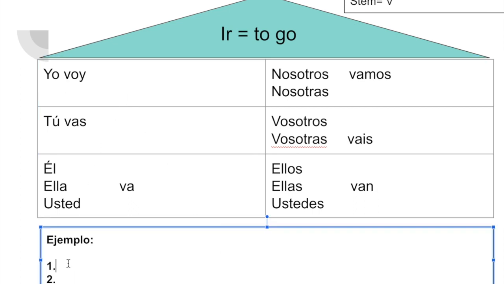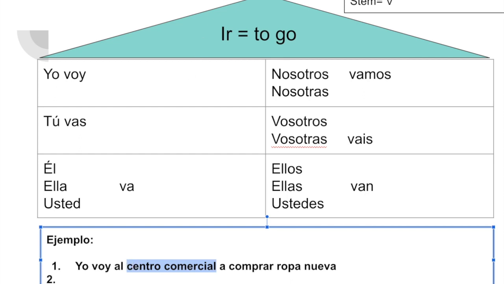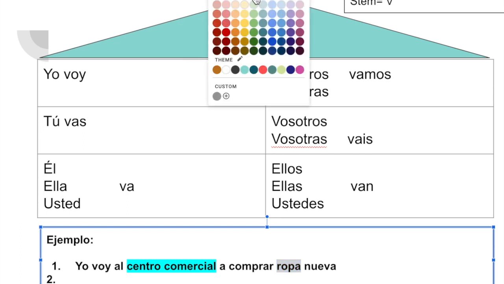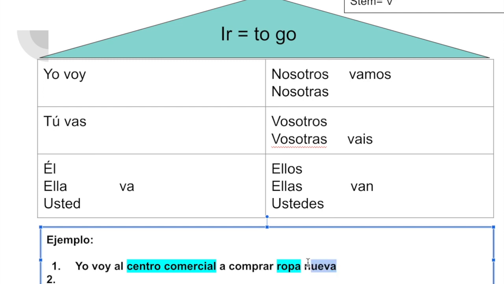Ejemplo. Example 1. Yo voy al centro comercial a comprar ropa nueva. I go to the shopping mall. So I'm going to highlight the new words. Voy al centro comercial. I'm going to the shopping mall. All this means shopping mall. To buy ropa, clothes. Nueva, new.